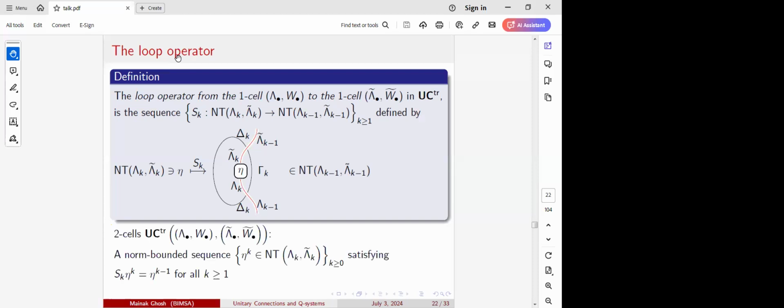So two cells in UC trace from lambda to lambda tilde will consist of norm-bounded sequences eta_k, where each eta_k is a natural transformation from lambda_k to lambda_k tilde, such that S_k eta_k is equal to eta_{k-1} for every k. And so these are the two cells, and it can be shown that two cells in UC extend to a unique two cell in UC trace.